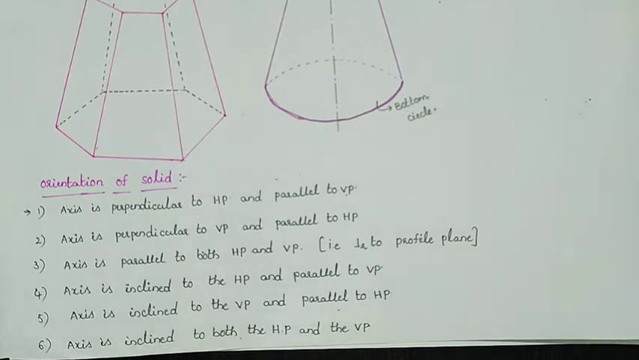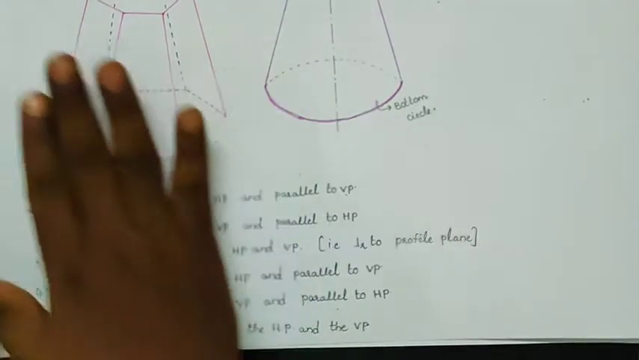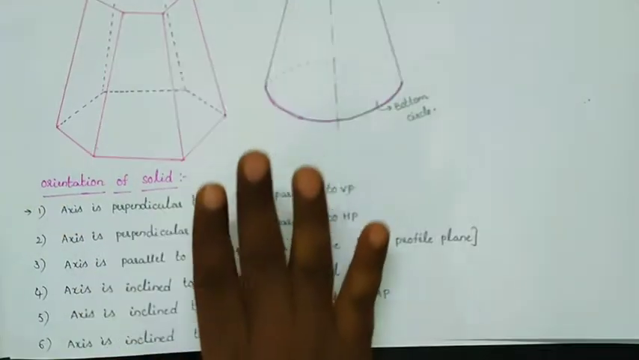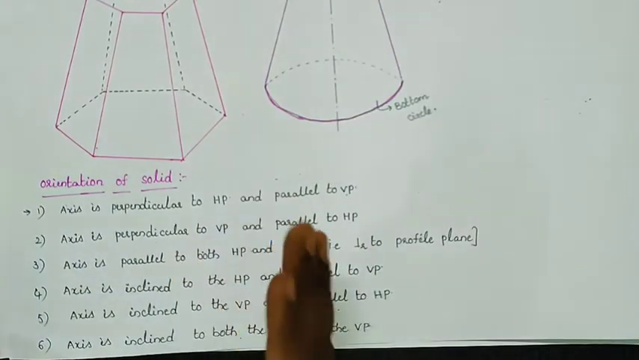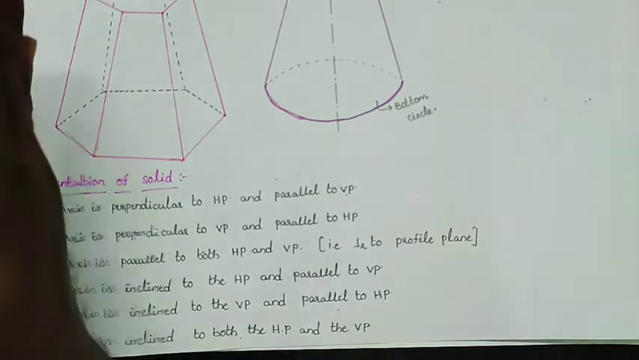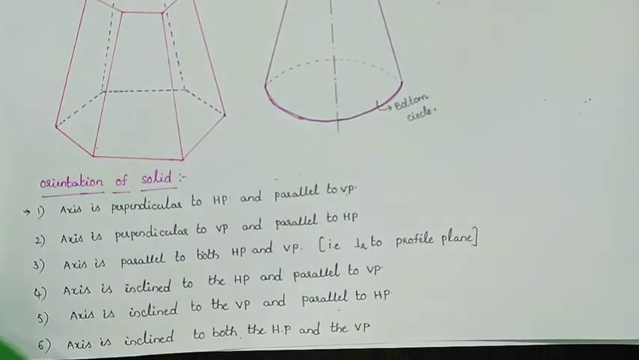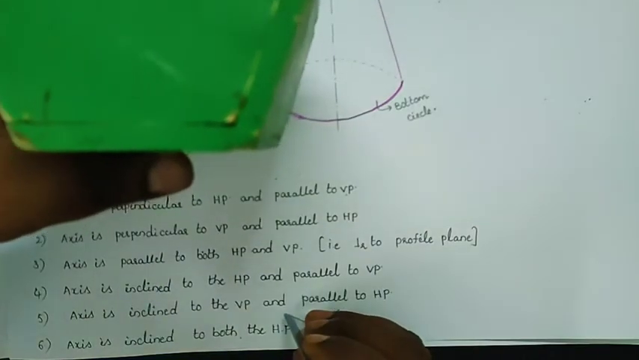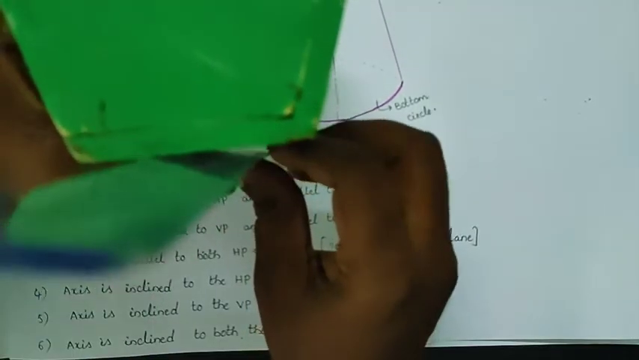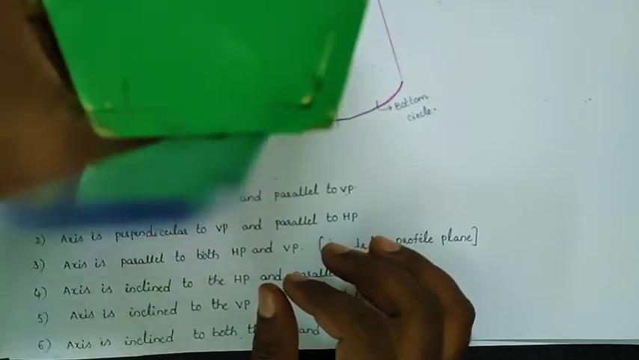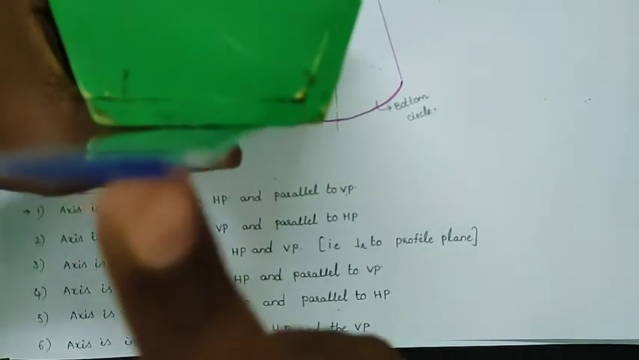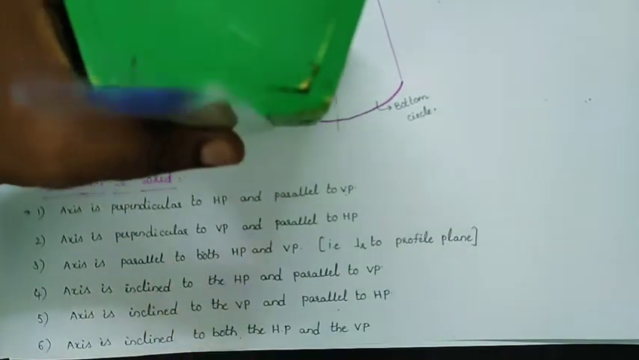First orientation: the axis is perpendicular to the HP. Suppose you treat this base as the horizontal plane and this wall as the vertical plane. Axis perpendicular to HP. Suppose I am taking this one as a prism. With the axis perpendicular to the HP, you can always see the axis position only. Whenever the axis is perpendicular to HP, how will we draw the projections?